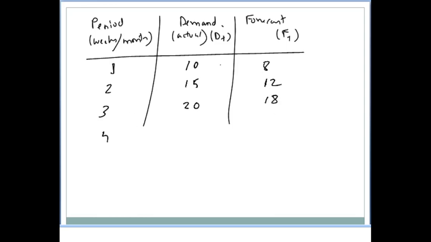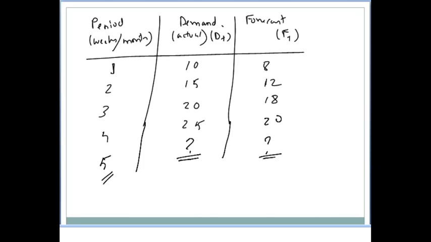Sometimes the forecasted data might not be given. In the case of the simple moving average method, most of the time the forecasted data is not given, only the actual demand is given. Let's say for the fourth week or month, the actual sales is 25, forecasted was 20. Then we will have to make the fifth forecast. What will be its value?